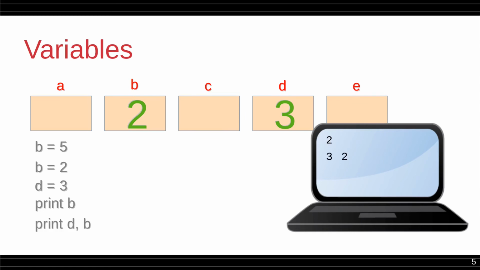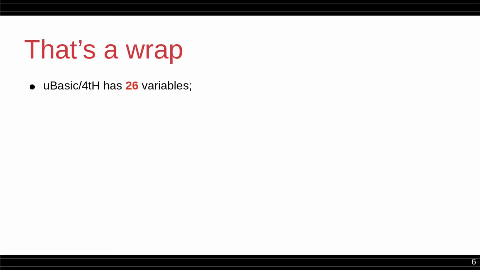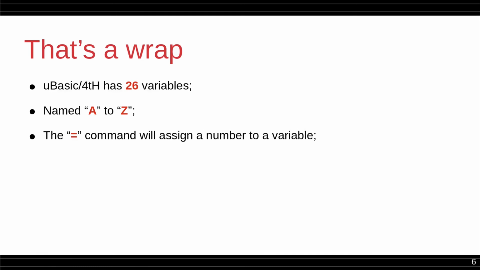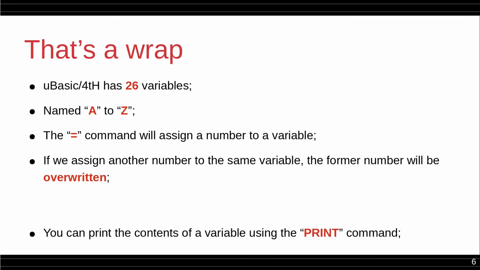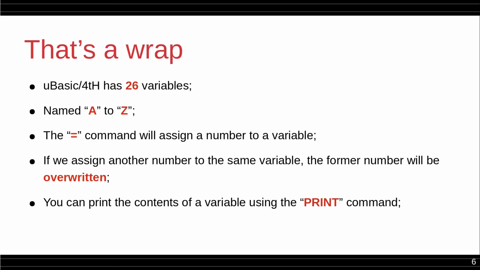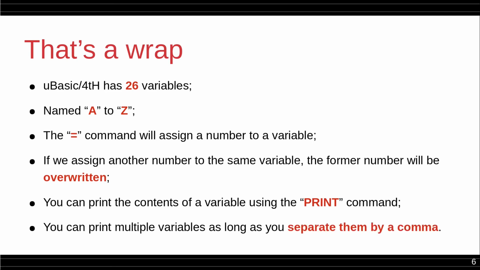So what have we learned? uBasic 4 has 26 variables, named A through Z. The equals command will assign a number to a variable. If we assign another number to the same variable, the former number will be overwritten. You can print the contents of a variable using the print command, and finally you can print multiple variables as long as you separate them by a comma. Well, that's the end of the line.